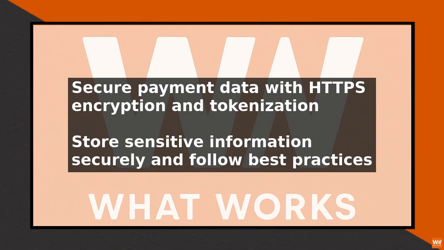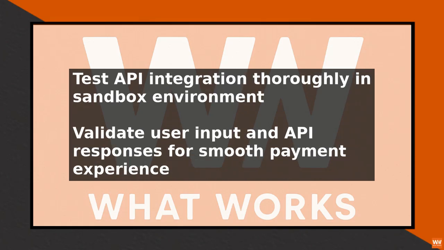Best practices for using the AuthorizeNet REST API. Use meaningful variable names and follow standard coding conventions to make your code readable and maintainable. Implement logging to track API requests and responses for debugging purposes. Stay up to date with the latest API documentation and updates to ensure you have the most recent features and security patches.